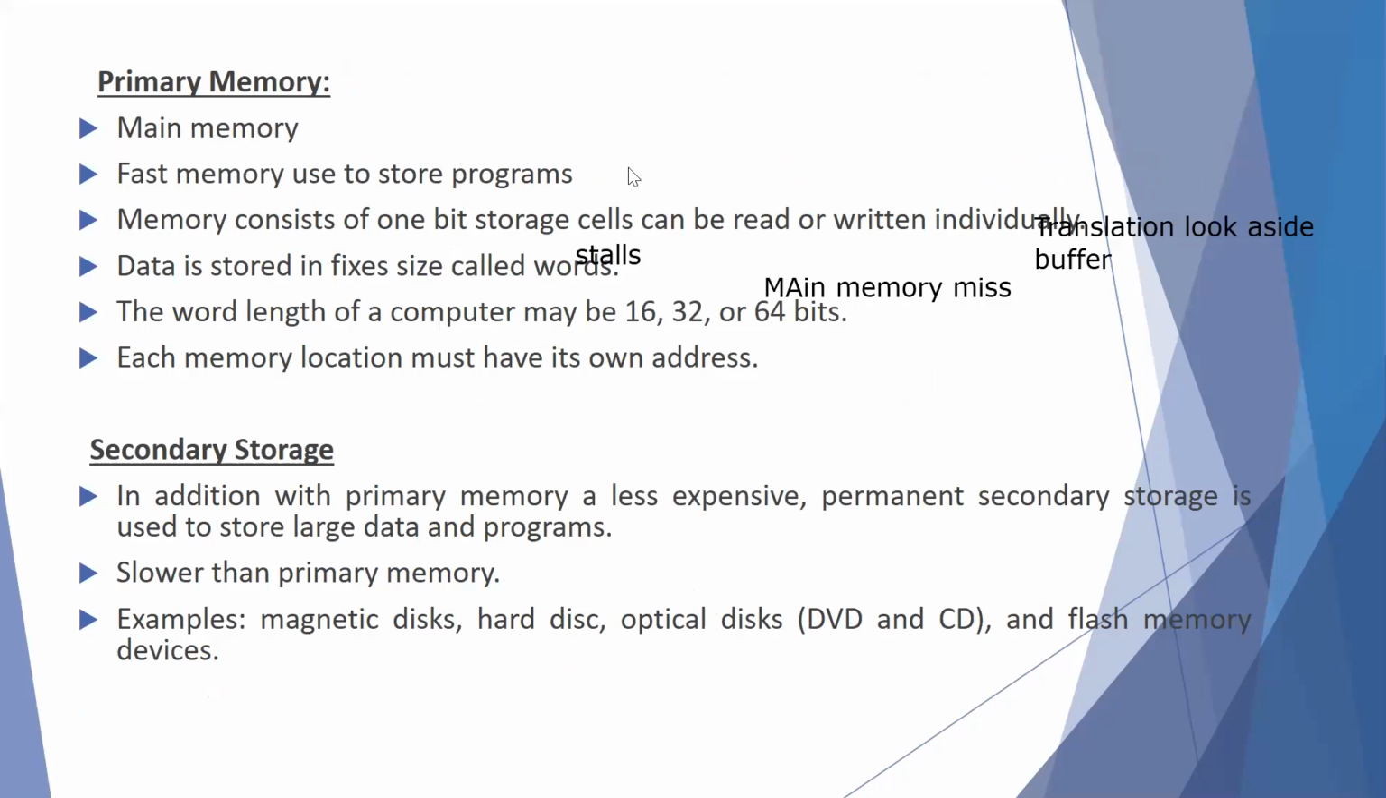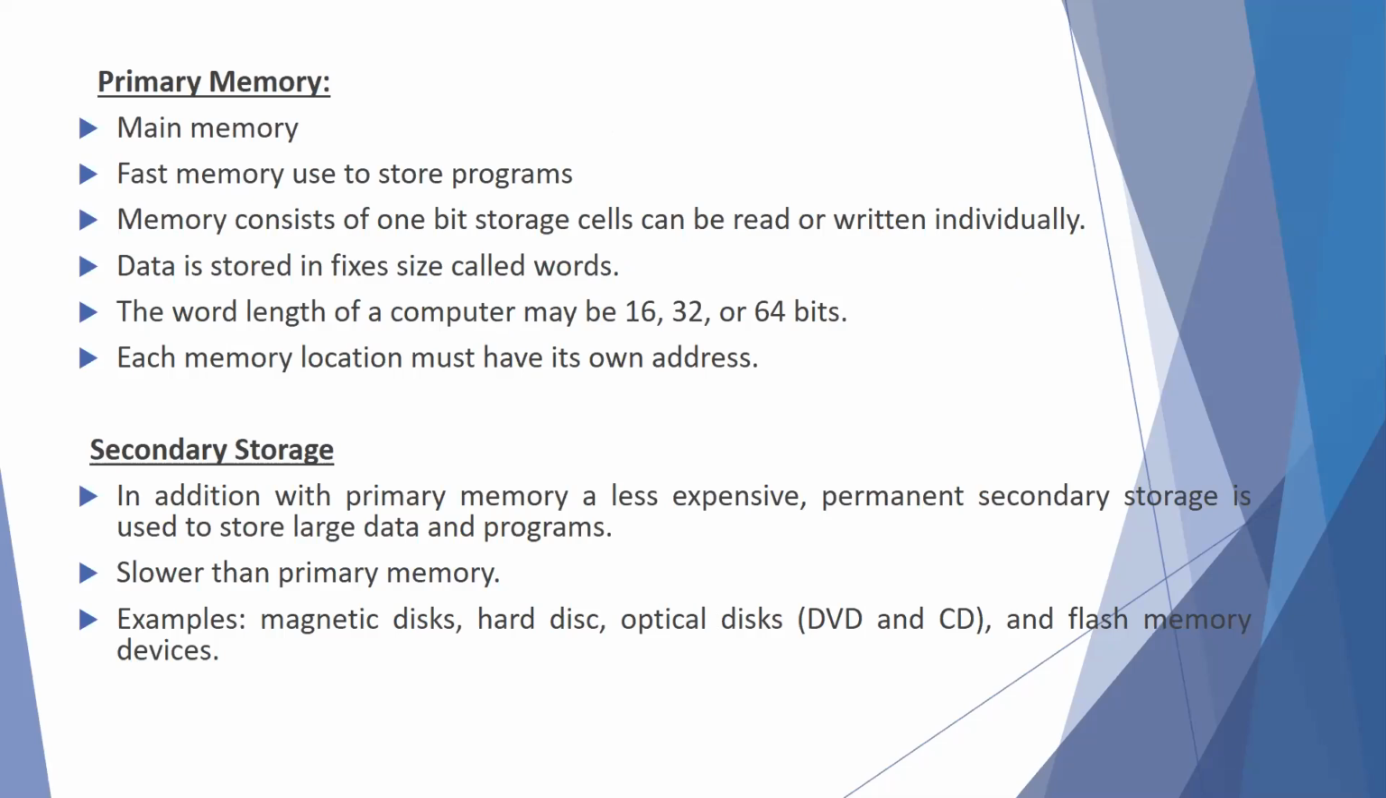There's no problem. Now your primary memory is also known as the main memory. It is fast memory used to store programs, and this memory consists of 1-bit storage cells and can be read or written individually. The data is stored in fixed size cells called words, and the word length, we studied this in the beginning. The word length of any computer may be defined as 16, 32 or 64 bits.